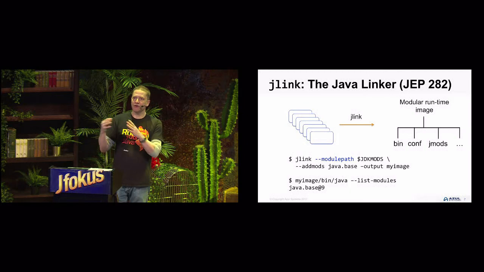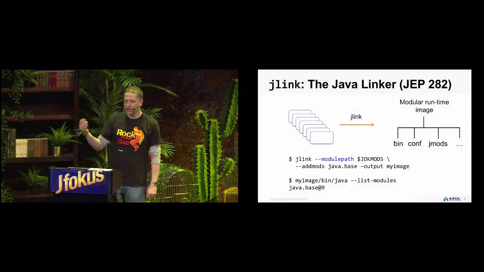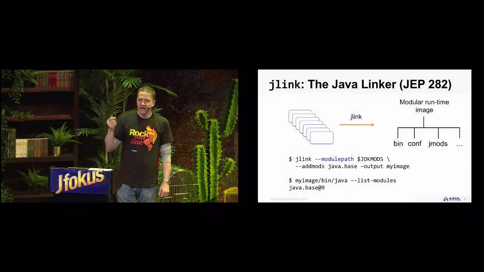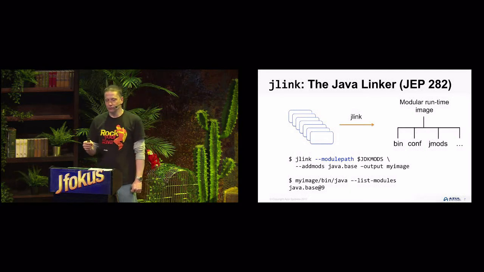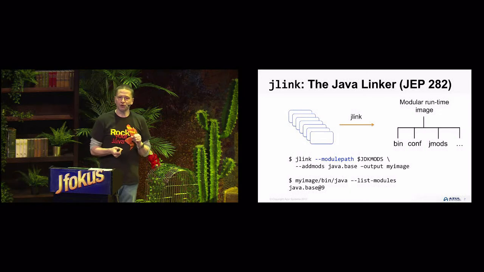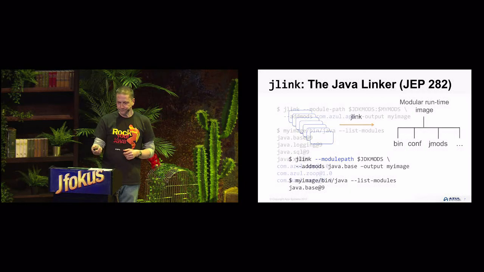But what you get is a directory structure that has the bin directory, conf directory, jmods directory, lib directory, and so on. If you run the Java command within the runtime which you've just built, and you go into the bin directory and run that, and you specify the list-modules command line option, in this case what you'll see is java.base. So that's the only module there.